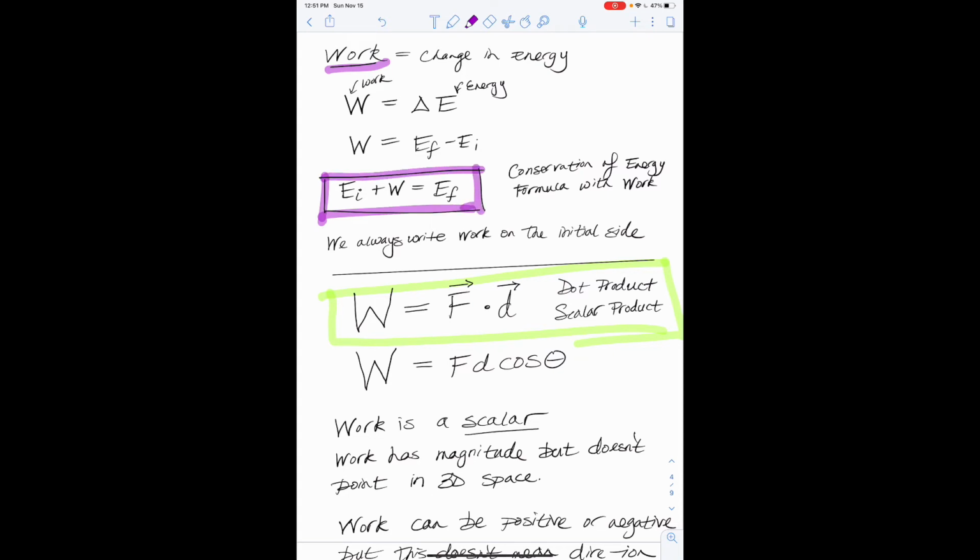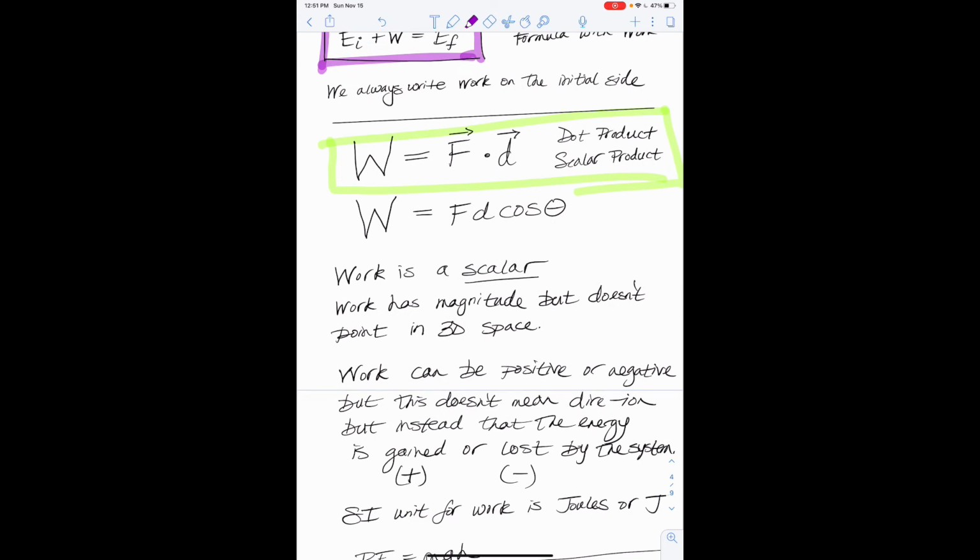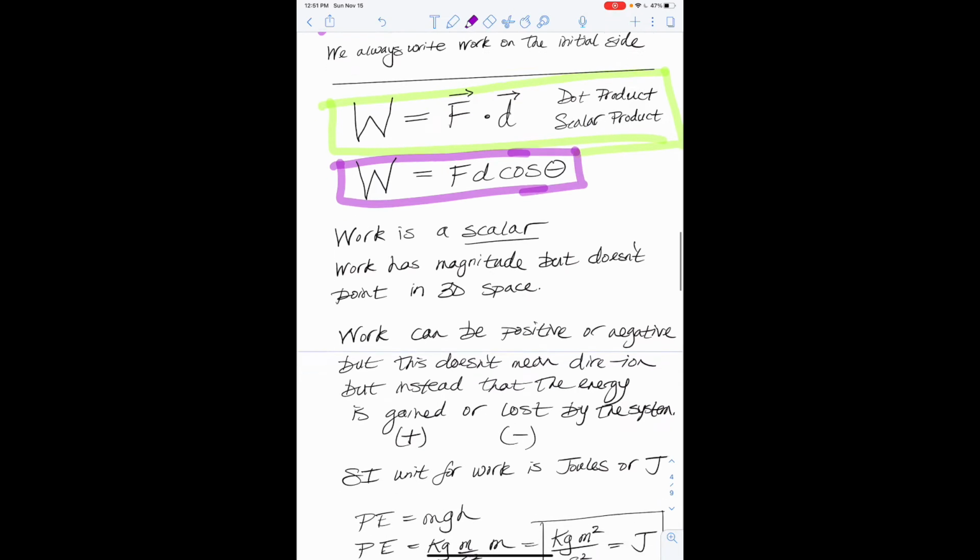But we got work as being change in energy, which is what it is. Writing it as conservation of energy, work goes on the initial side. EI plus W equals EF. Work is the dot product or scalar product. W equals F dot vector D, which turns into this formula right here, which is the one we mathematically just showed below. Work is a scalar, has magnitude but doesn't point in three-dimensional space.